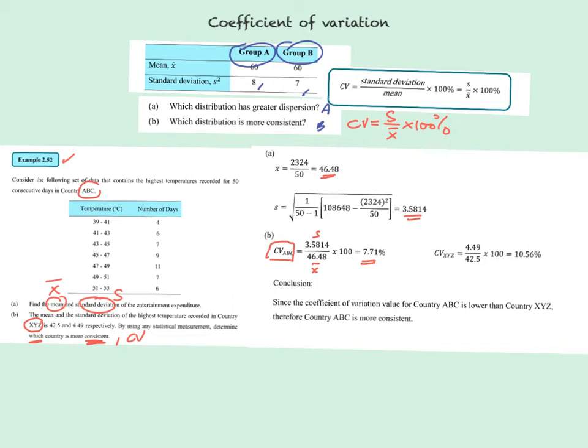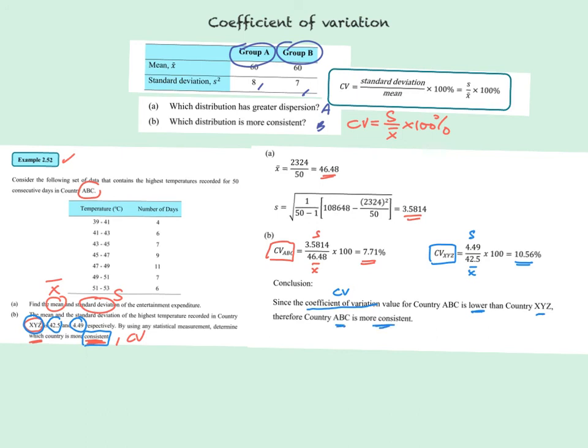Then based on the values given in the question for XYZ, we have 42.5 and 4.49 as the mean and standard deviation respectively. So for the calculation of CV for XYZ, S divided by X bar multiplied by 100%, the value is 10.56. The question wants to know which one is more consistent. Since the CV of ABC is lower than XYZ, ABC is more consistent.